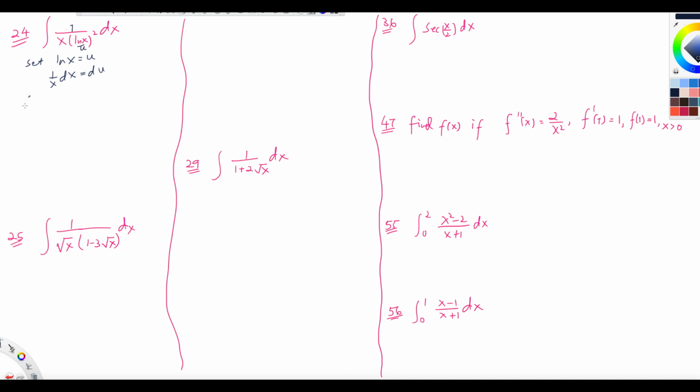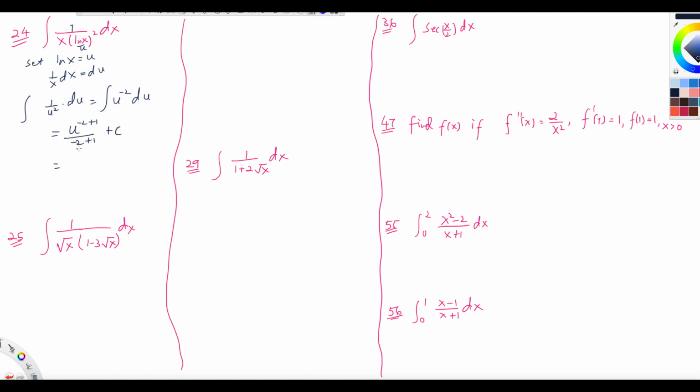So this integral can be written as 1 over u squared times du. That's what you get, right? Because 1 over that is u squared, and then 1 over x dx will be du. So it will be u to the negative 2 du, right? What is the integral formula there then? That can be written u to the negative 2 plus 1 over negative 2 plus 1 plus c, right?